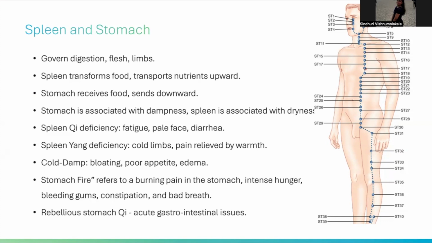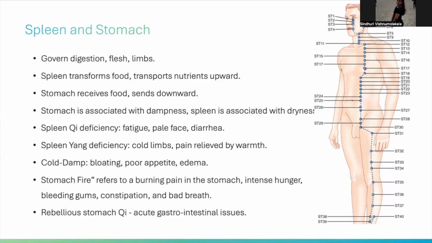Now, spleen is also considered the main organ of digestion. Why? Because it transports nutrients upwards. That is, nutrition is absorbed into the body and produces and regulates blood. It is responsible for transforming food, that is, what we eat from a plate is converted to nutrients that are required by the body. So, spleen plays a major role in transforming food into nourishment.